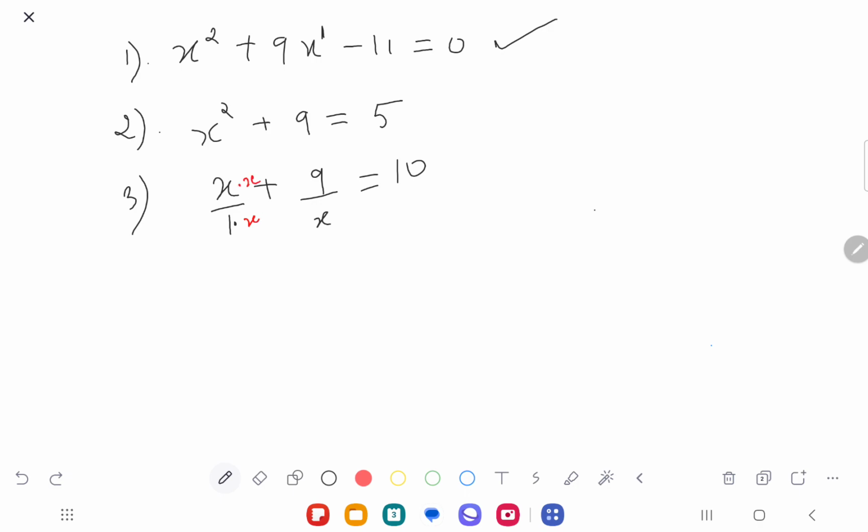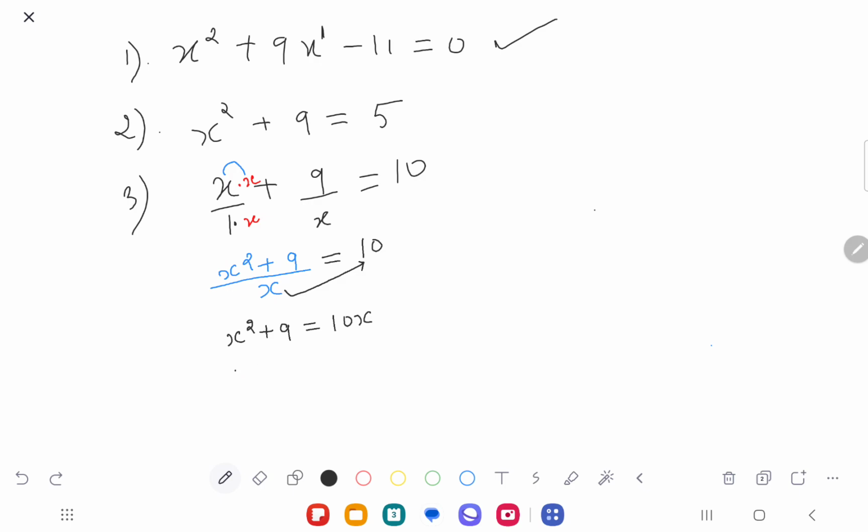And when you multiply with x and x right here, what do you get? You get x into x, which would be x squared plus 9, and the denominator becomes x, and that is equal to 10. So this x goes right here. I hope you're understanding. It is going to become x squared plus 9 equals 10x.